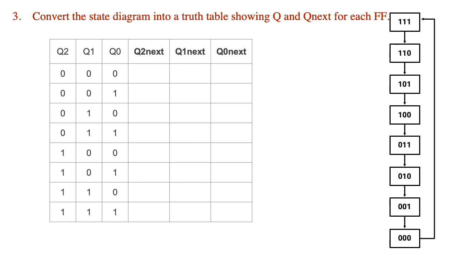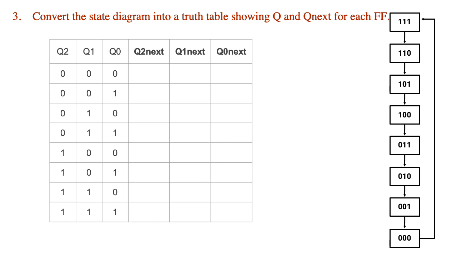Now the third step is to convert the state diagram into a state table showing Q and Q next for each of the flip-flops we're using. Assume that the names of the flip-flops are going to be flip-flop 2, flip-flop 1, and flip-flop 0. Then we can assume that the outputs of the flip-flops are Q2, Q1, and Q0 respectively. Here we have the state table half filled with the initial state, or the current value, for each of the flip-flop outputs.